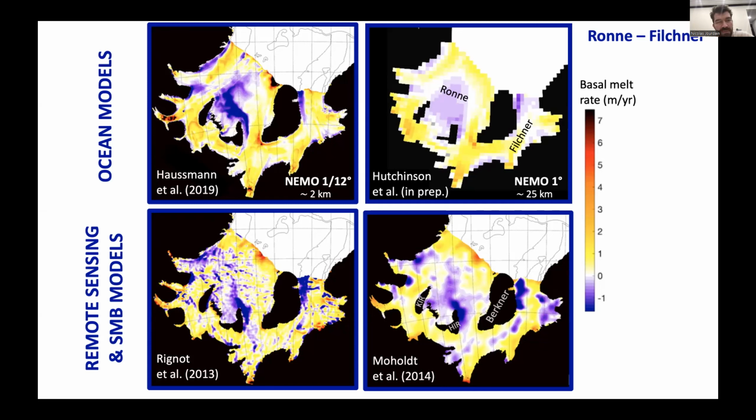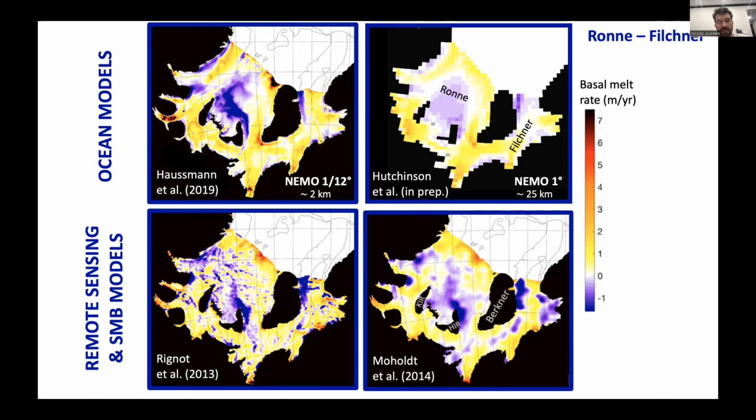The top panels show the result from two different ocean simulations. One is NEMO at 1/12 of a degree, approximately 2 kilometers in this area. This is from a paper by Ute Hausmann. And on the right, you have the results from NEMO at 1 degree, approximately 25 kilometers here. This is the typical resolution of CMIP6 models in this area. And this plot is from a paper in preparation by Catherine Hutchinson.